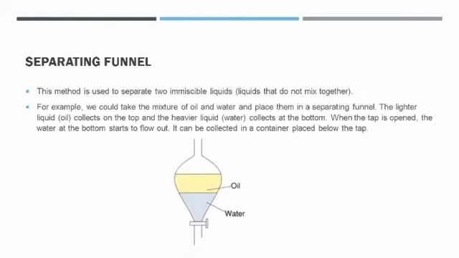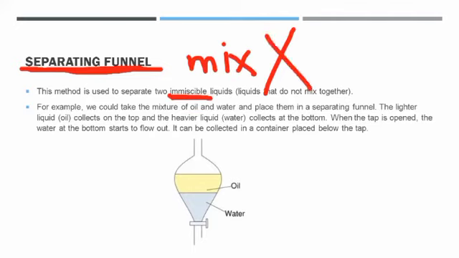And then now I have the separating technique for immiscible liquids. I use a separating funnel. Immiscible liquids, what does the term immiscible mean? It means they do not mix. The two liquids do not mix. We have the most famous example of oil and water.